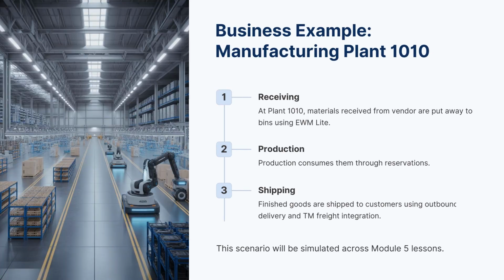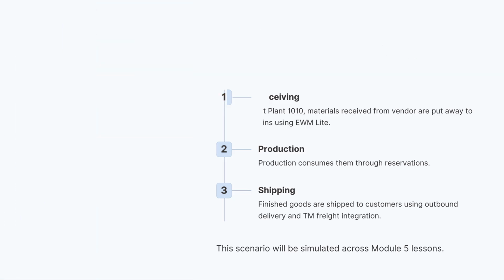Business example. Manufacturing plant 1010. At our sample plant, materials from vendors are received, put away into bins, and later issued to production or dispatched to customers. Each movement generates corresponding warehouse and accounting documents. You'll simulate this same flow in the labs, gaining real-world implementation insight.